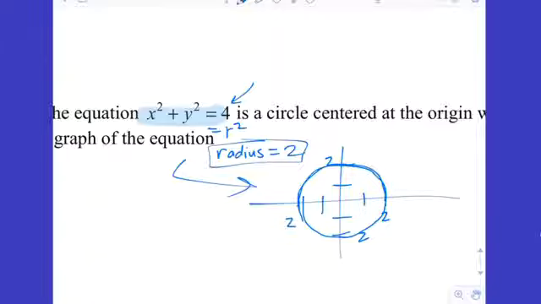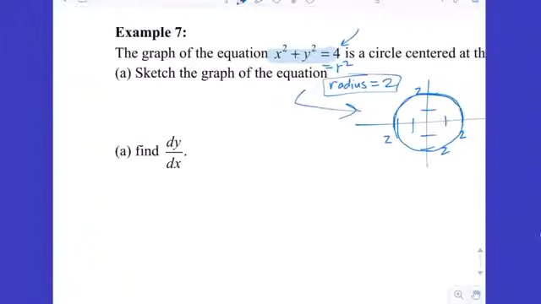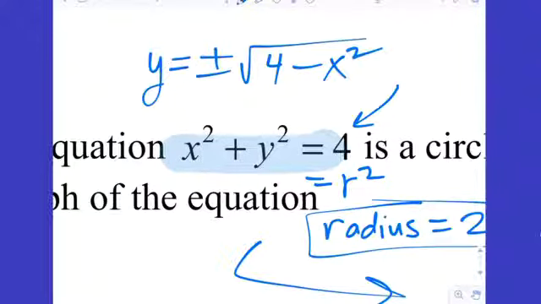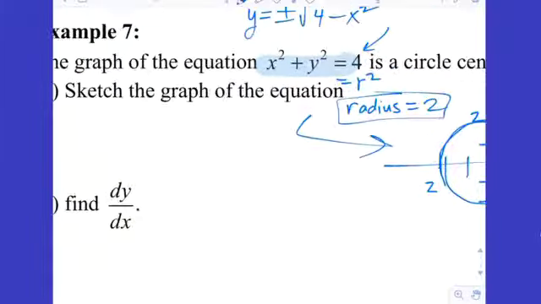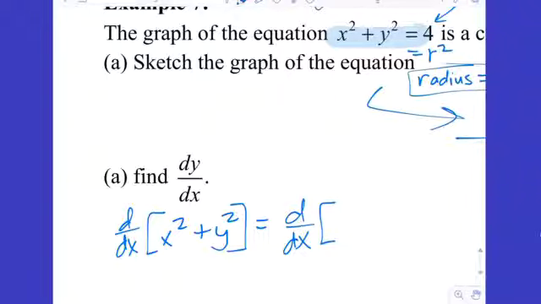All right, so now that we know the radius is 2, the center is at 0, we have it sketched. It says to find dy/dx. Now, we could solve this one for y, but it's going to be plus or minus the square root of 4 minus x squared. So this one is easier. We don't have to use the quadratic formula, but still, if we did it that way, we'd have to work with how many different equations? 2. Do you want to? No, I don't either, because there's a way to do it without that. So let's just take the derivative of both sides.